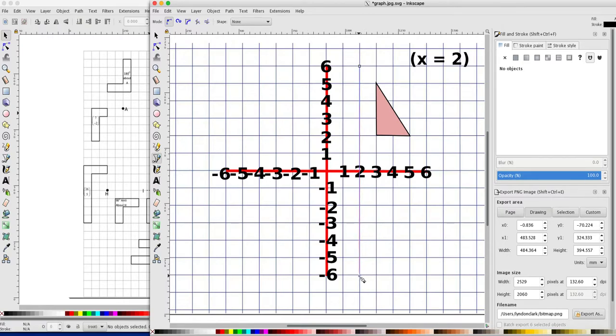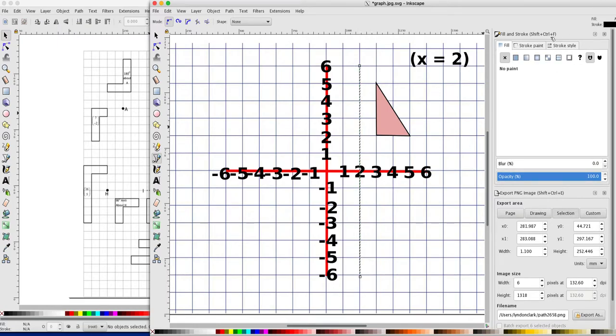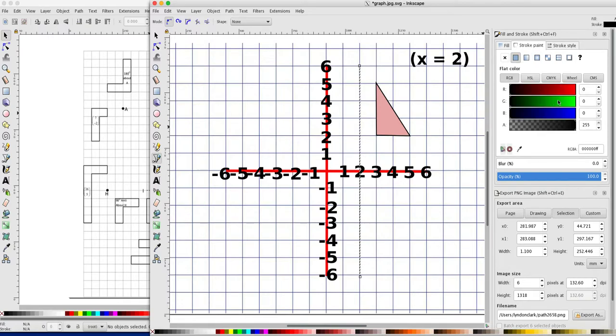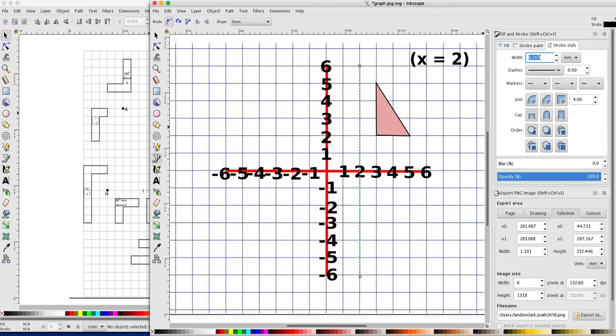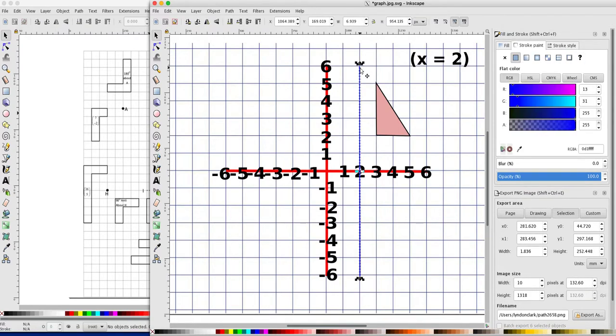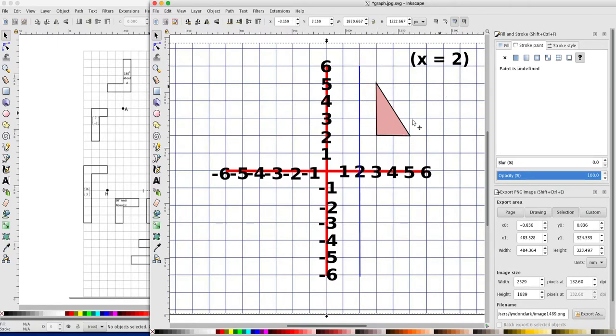I'll do that again, going through that 2 position. Let's change the color of it so we can see where it is, and make it a little bit bigger. So this is our reflection line. We have to reflect this triangle over this line, x equals 2. The way that we do this is we look at our shape and compare it to that line. We look at one point at a time.